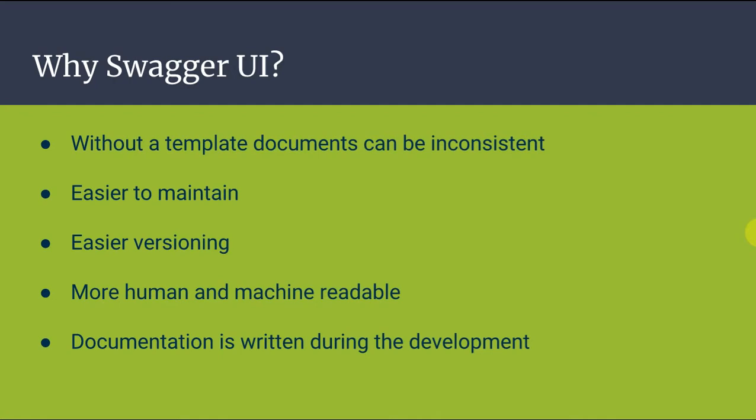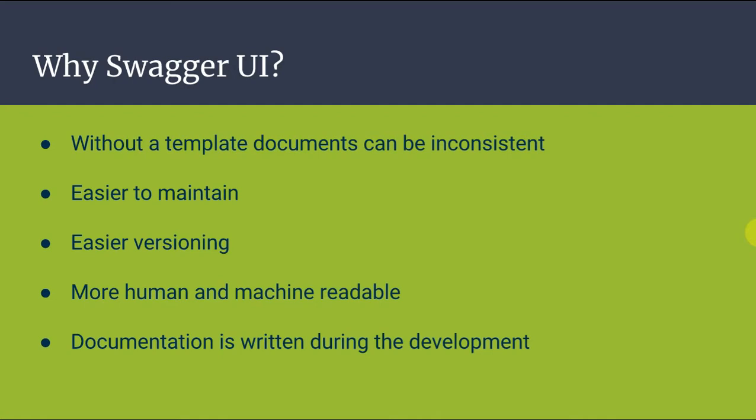Also, Swagger UI is easier to maintain because it has a template, and what you do is follow that template. So if you want to make a change, you can just change the template and it will reflect in all the other reference spaces. And obviously easier versioning. Versioning is maintained within Swagger UI, and it's much easier than if you had done it manually.